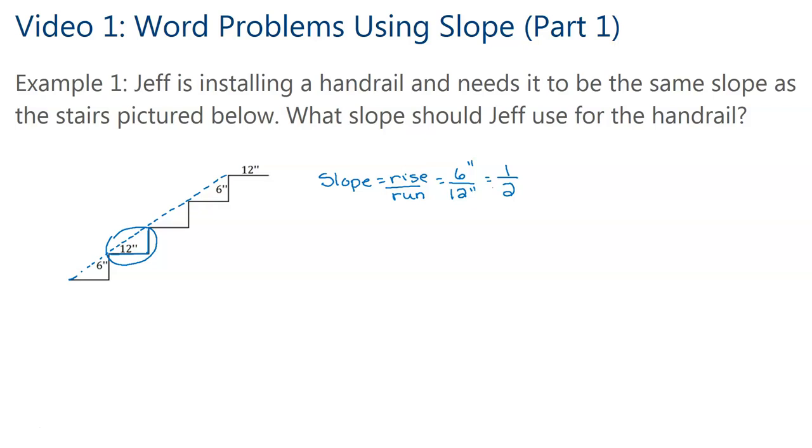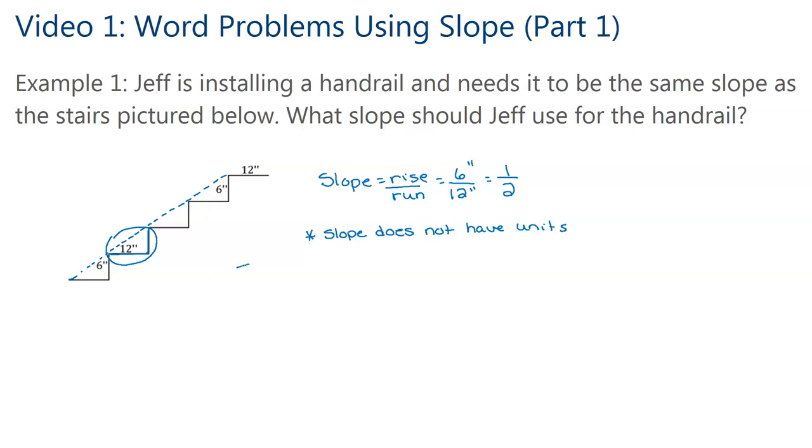Now notice I didn't write this as 1 inch over 2 inches, and that's because slope does not have units. Now a slope of 1 over 2 could mean it has a rise of 1 centimeter and a run of 2 centimeters. It could mean it has a rise of 1 foot and a run of 2 feet, or like in this case, a rise of 1 inch to a run of 2 inches. It doesn't matter the units, as long as the ratio of 1 to 2 is preserved.